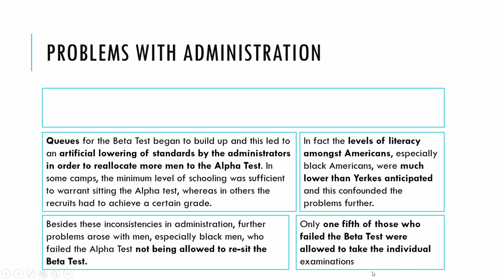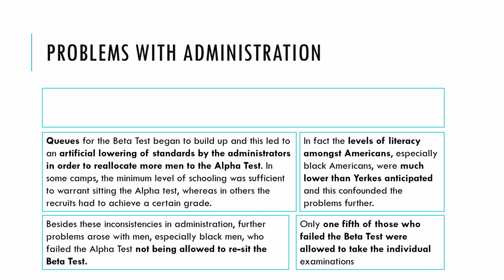But because the queues were building up, in order to avoid a bit of a bottleneck of lots of people trying to sit that one test, they artificially lowered the standards in order to reallocate more men to the alpha test. But this only happened in some camps, so it wasn't standardized across all camps. So in some camps, the minimum level of schooling was enough for you to sit the alpha test. So in other words, that you had a handle on a few English words would be enough to sit the alpha test, which isn't what you would call being literate. That would mean having a good grasp.